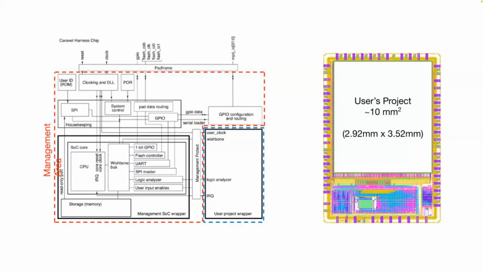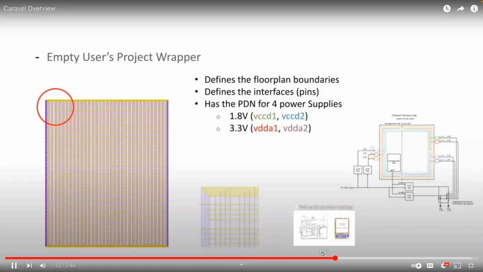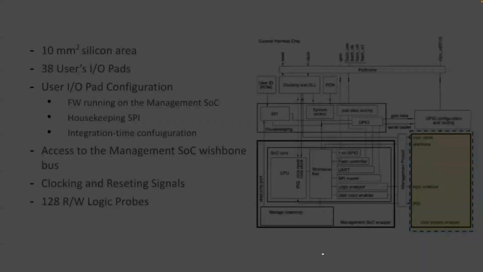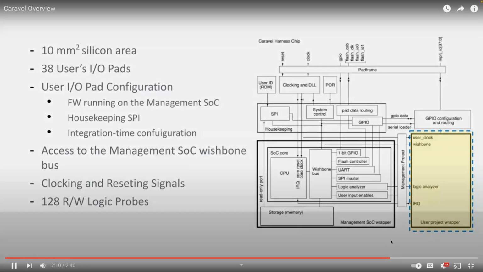The users area, which is also called user project wrapper, has dimensions of 2.92 by 3.52 millimeters, which is approximately 10 millimeters square of silicon area. This is about 2/3 of the area of the whole chip. It has access to 4 power supply domains, as well as 38 I/O pads, which can be configured through firmware running on the management SoC. It also has 128 logic analyzer probes used to control and observe signals. It has a wishbone port connection to the management SoC wishbone bus.